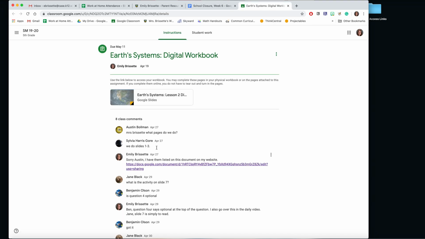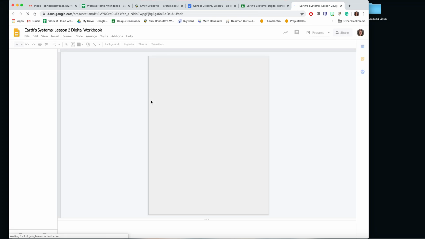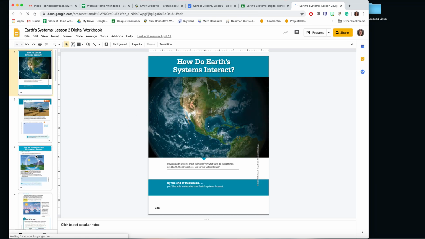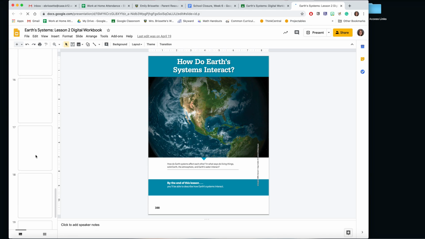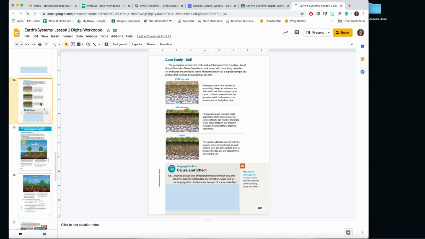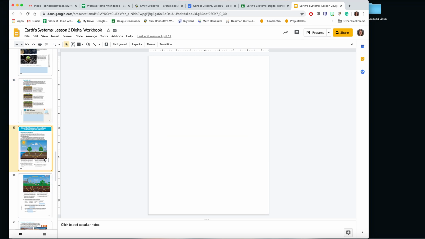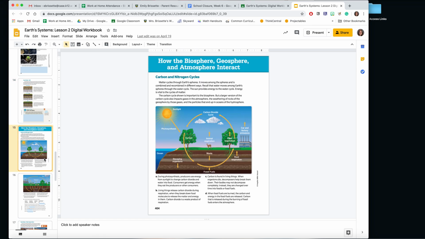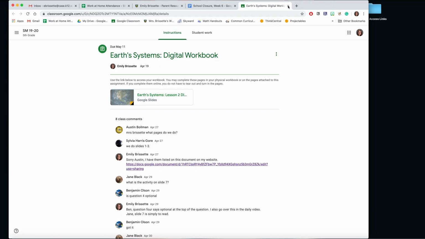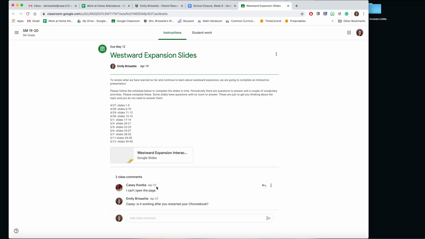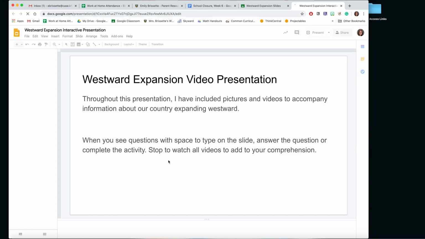For science, we're on 14 and 15. So we're going to be talking about the geosphere and soil. You'll have one response to do down here. And 15 is reading about carbon and nitrogen cycles. So 14 and 15 are your science pages to do today. And 22 and 23 are the westward expansion slides.